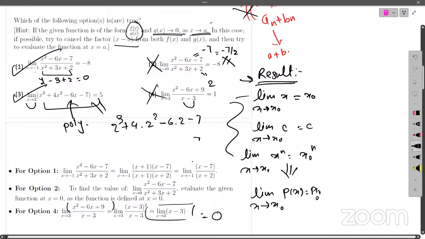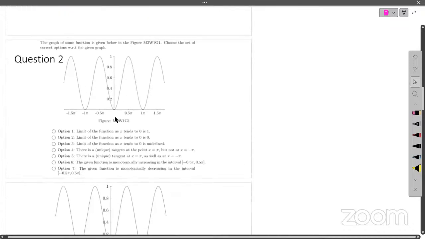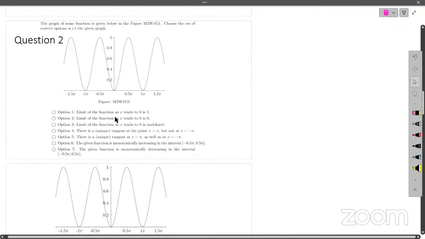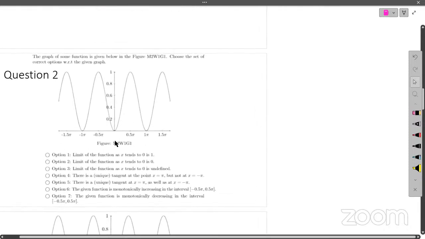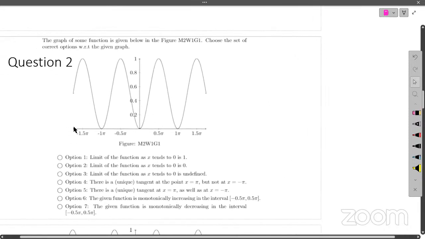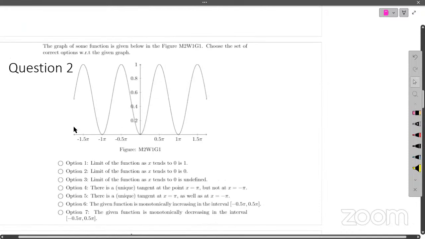Okay. Is there any doubt in this particular question? Any comments? No, it's fine. Okay. Let's go to the second question. Is the question clear to you guys? Should I show you? Okay, so this is the question.